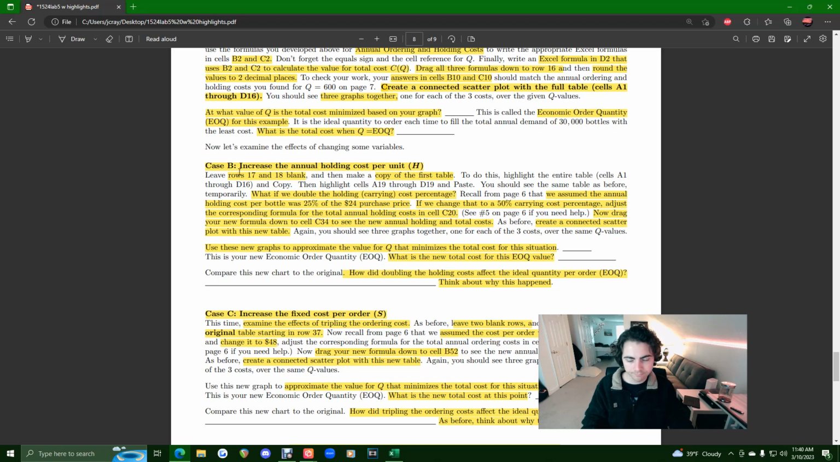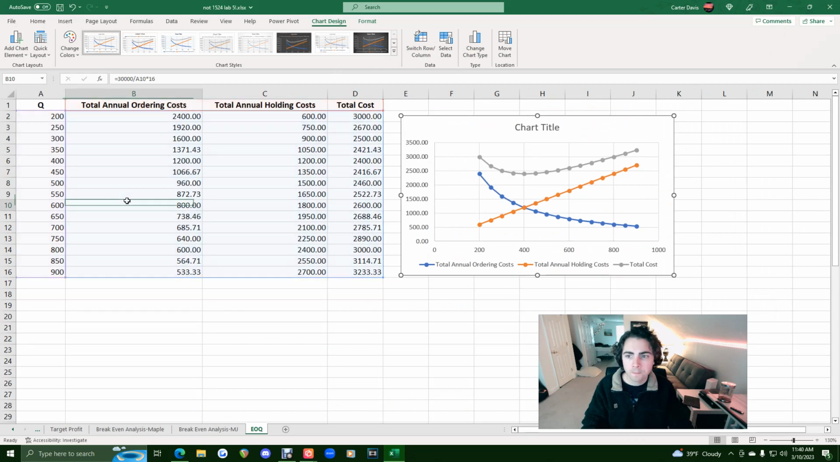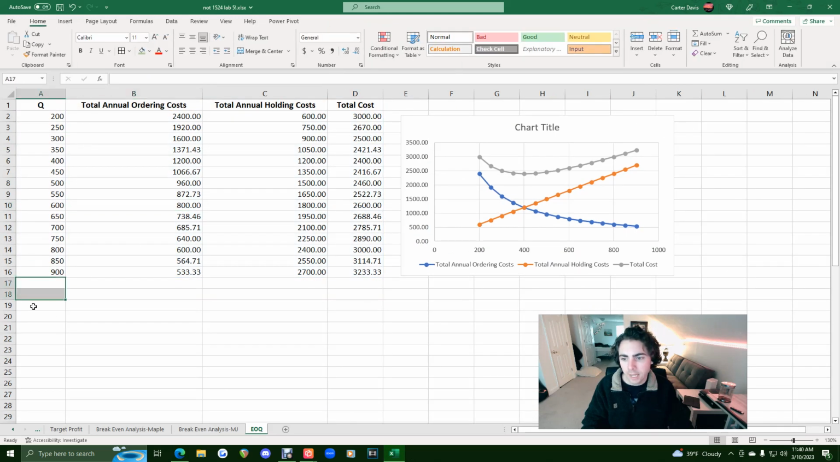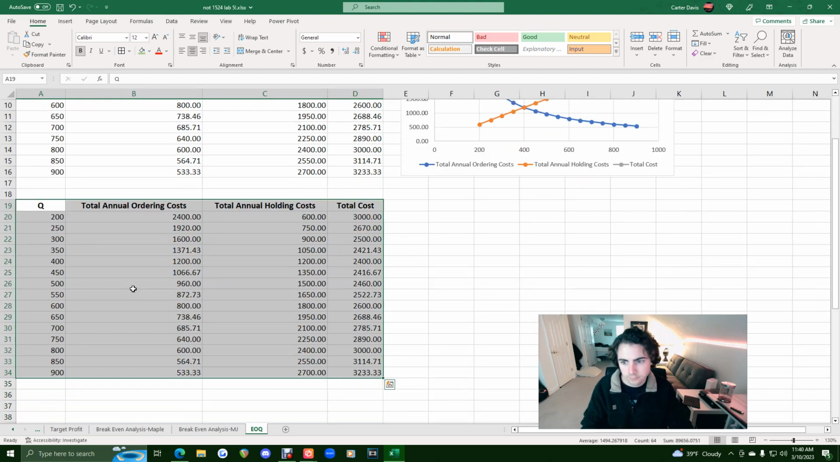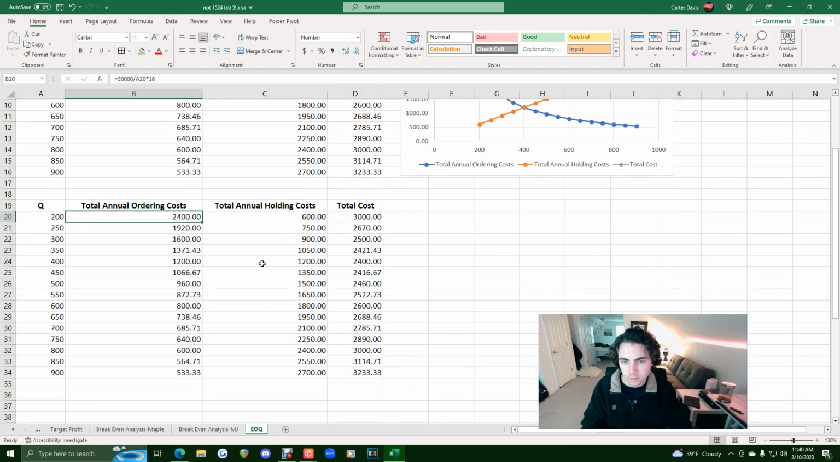Case B. Increase the annual holding cost. Okay. Leave 17 and 18 blank. Make a copy of the first table. So the whole table. Okay. Control C. Enter. Okay. Easy peasy, right?